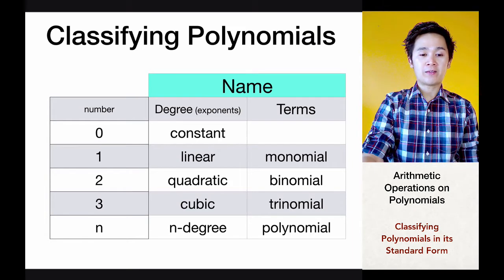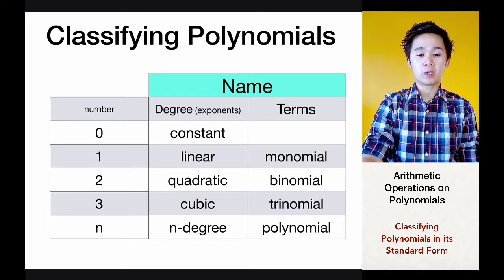Now, if you have a polynomial with a highest degree of 0, we call it constant. And if a polynomial has a highest degree of 1, we call it a linear polynomial. And a one-term polynomial is also called a monomial. Now, for a degree 2 polynomial, we call it quadratic. And a polynomial with 2 terms, we call them binomials.